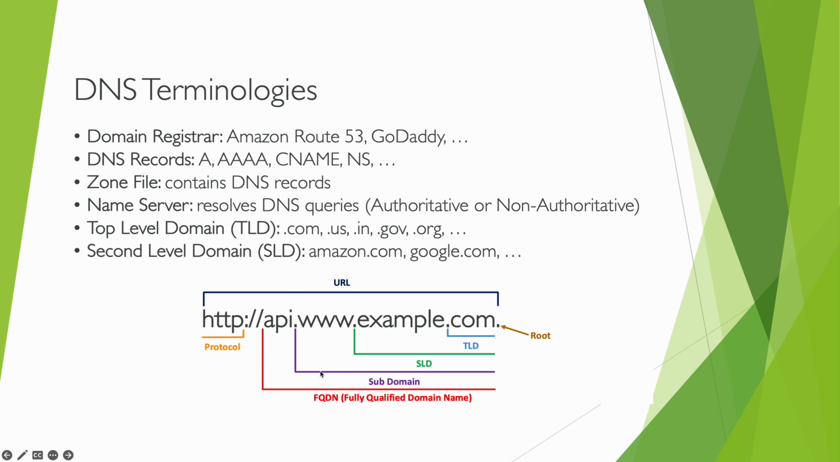This complete www.example.com is called a subdomain. And api.www.example.com is called a fully qualified domain name. This HTTP or HTTPS are called protocols, web protocols. And the combination of all these is called a URL. This is what we see in our daily life when browsing the internet, right?